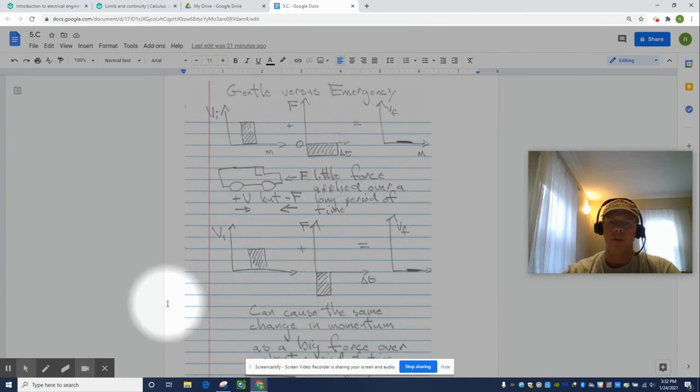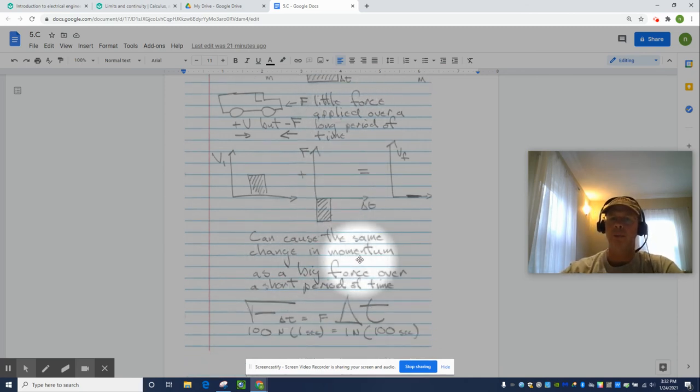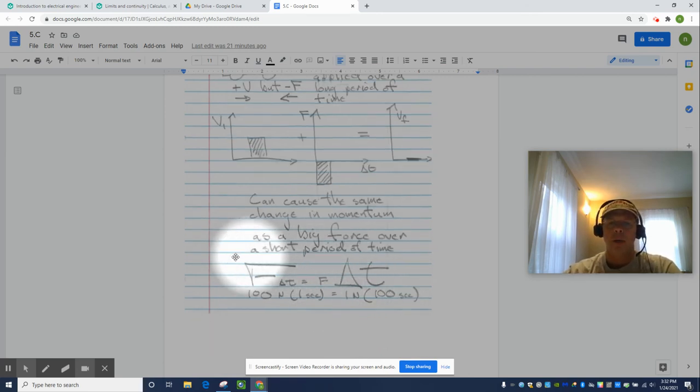Okay, here's my handwritten version. Incoming positive momentum gets canceled by negative impulse, leading to no final momentum. A little force applied over a long period of time can cause the same change in momentum as a big force over a short period of time. Hewitt used to draw really big variables, so we have big force, little time, little force, big time. 100 newtons applied over a quick period of time causes the same change in momentum as a small force applied over a long period of time.